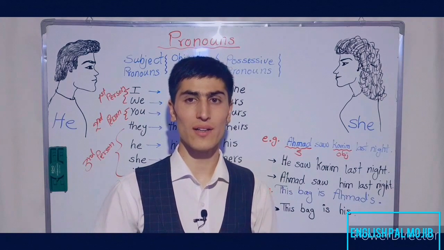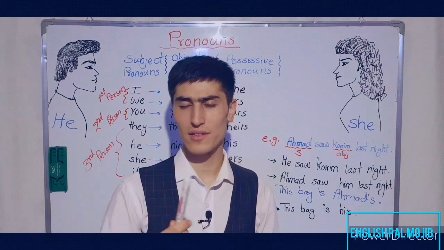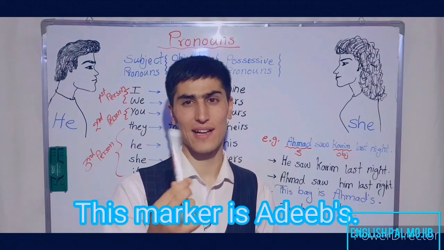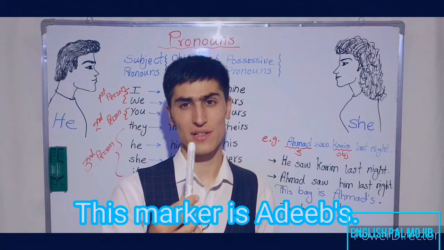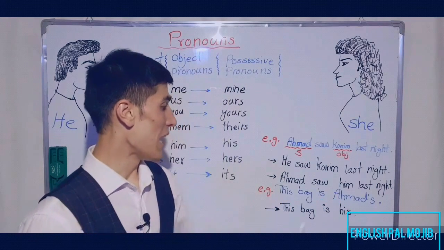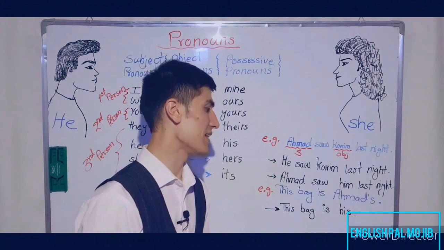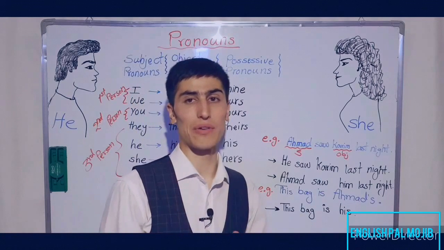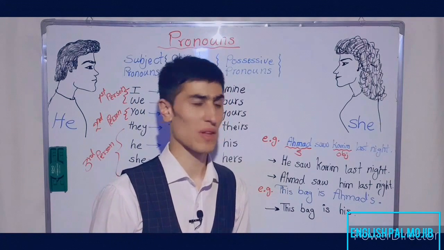Kareem's. Okay, this marker is Adib's. Now we have the apostrophe s at the end of that noun, and that noun is a possessive noun. Anyways, I want to change Ahmad's in the sentence. I want to replace it with the pronoun. So what pronoun should I use?